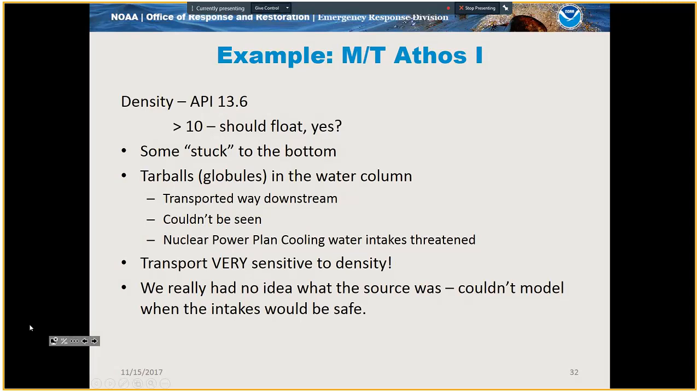But unfortunately, we had a pretty good idea how globules were moving downstream once they were suspended in the water column, because they're moving with the water. But the source was a little strange. Why were we continuing to get more and more globules? We had oil that had landed on the beach and was getting suspended. It might have been some of this oil patch stuck to the bottom that was getting resuspended. So we didn't really have a handle on the source, and so it was really hard to say, when is it going to stop?